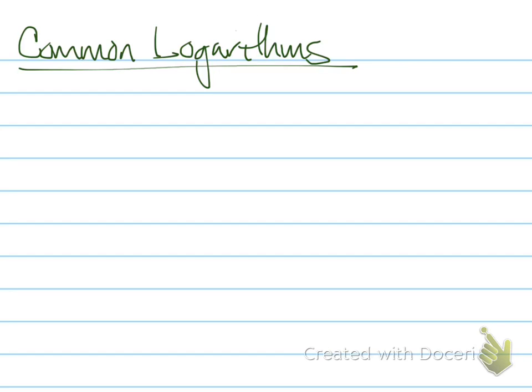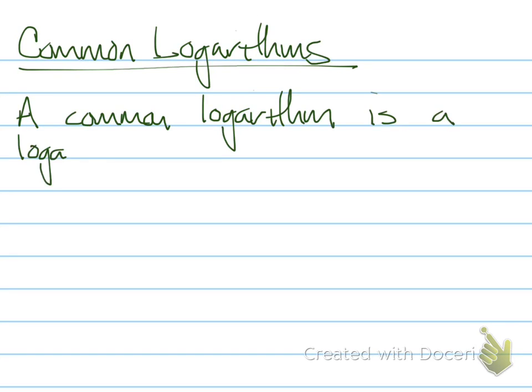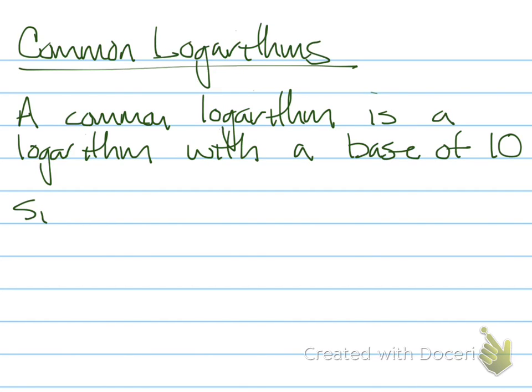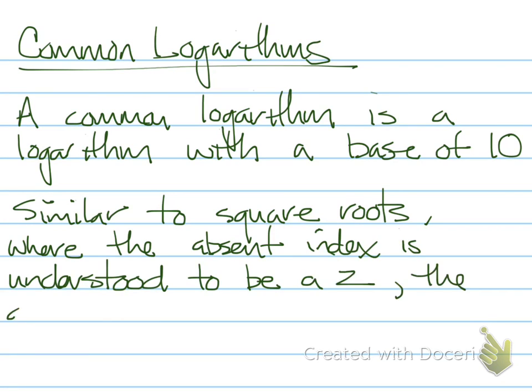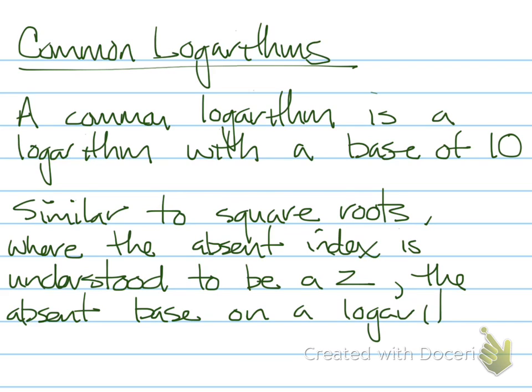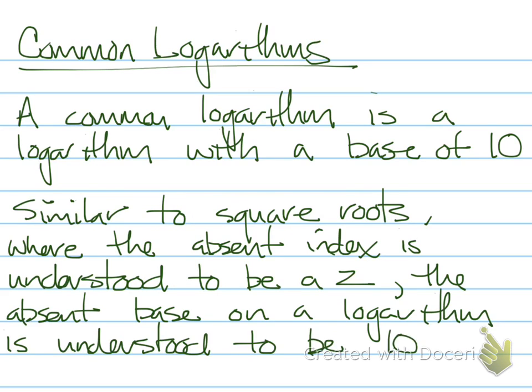In this lesson, we're going to be discussing common logs. A common logarithm is simply a logarithm with a base of 10. And as far as the notation, just like square roots, the index, there's no number for the index for a square root. Likewise, whenever you have a logarithm with no base written, it is understood that that base is 10.